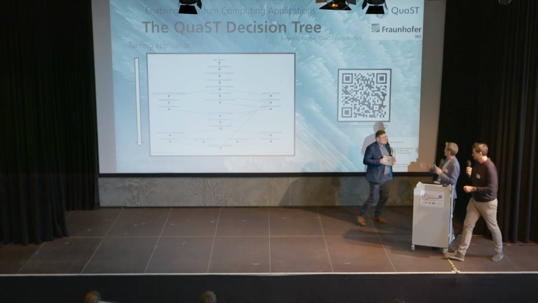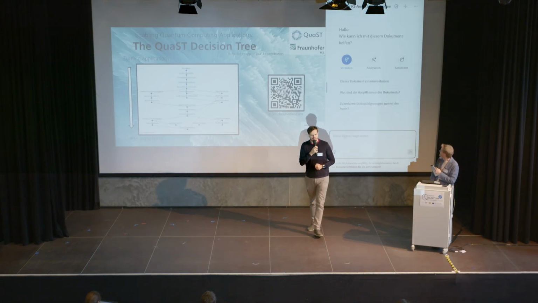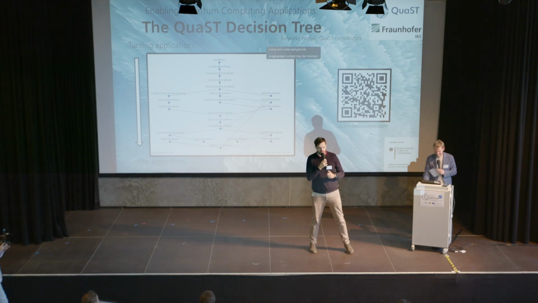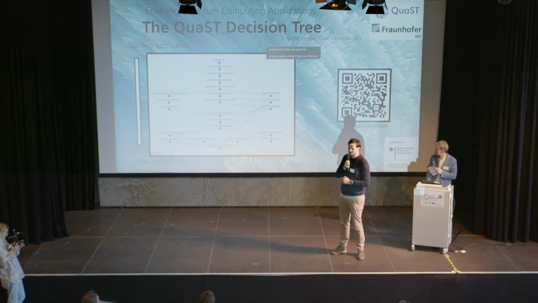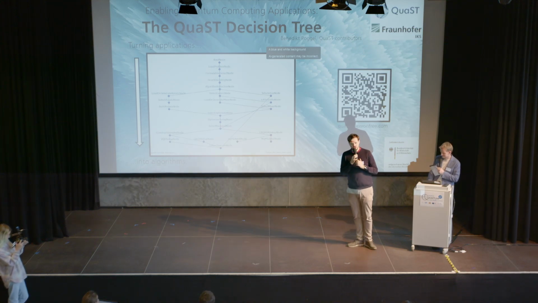Yesterday we had the use case that your mother gives you a quantum circuit and you had to verify it. Today we are concerned with the question, what circuit does your mother even give you? And this is what we want to do with the QuaST decision tree.